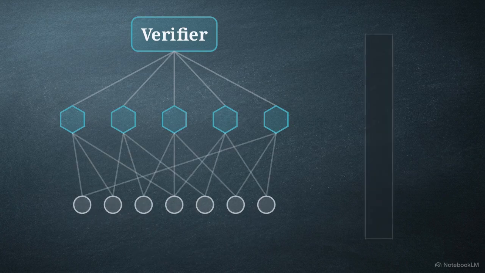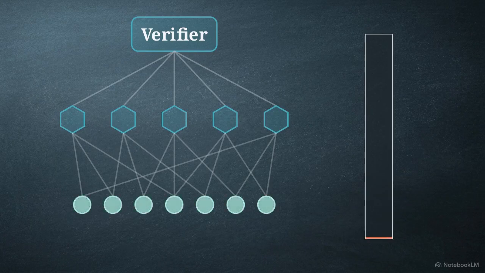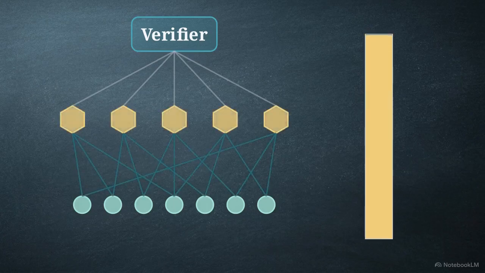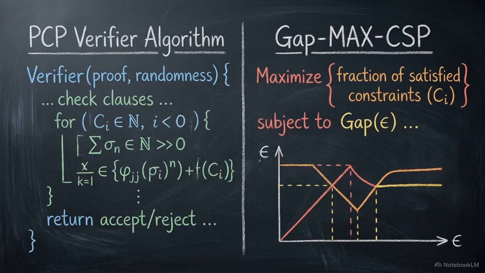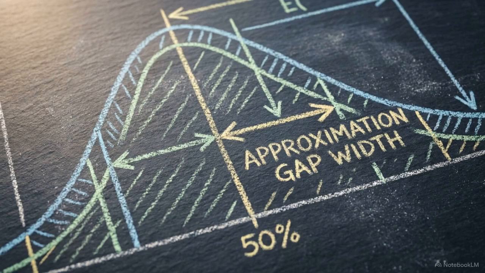Applying the completeness rule to this graph means that for a valid proof, there is a state where 100% of these constraint nodes are satisfied. This locks our alpha gap threshold at exactly 1. Applying the soundness rule means that for a false proof, no arrangement of variables can satisfy even half of the constraint nodes. This locks our beta threshold at 1/2. The probabilistically checkable proof has literally become an instance of gap max CSP. The approximation gap is physically forged directly from the verifier's exact soundness error.